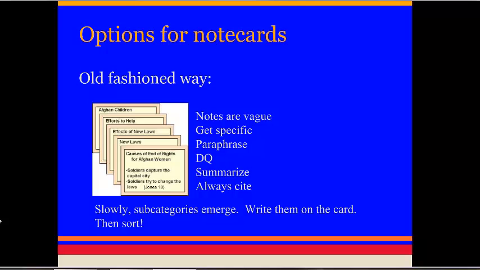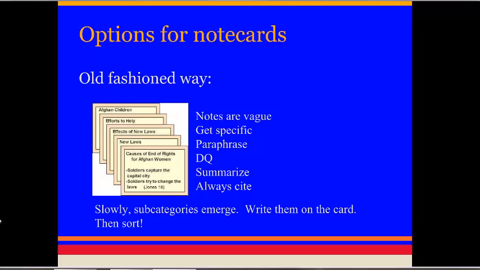As you take notes, you're slowly going to see subcategories emerge. Causes of end of rights for Afghan women, new laws, effects of new laws, efforts to help, etc. You're going to write them on your card as they come to you. I would recommend using pencil if you do that because those categories may change and shift as more sources are added to your note cards.